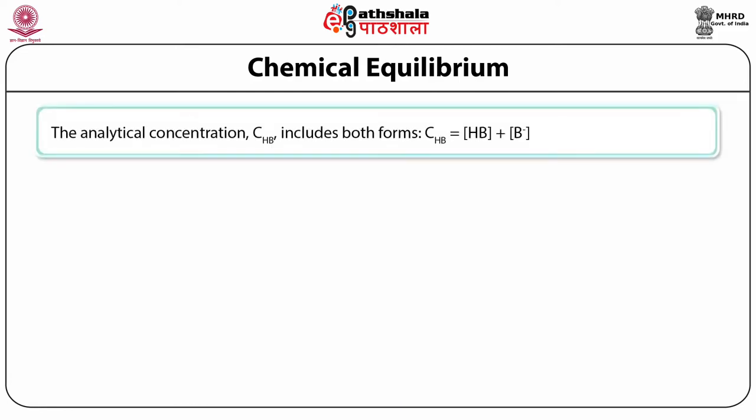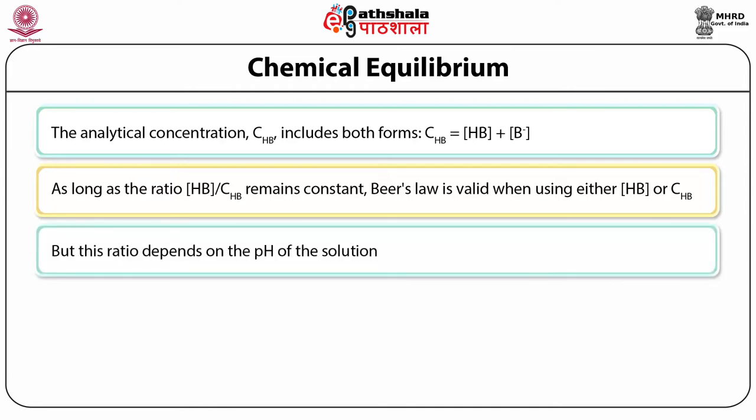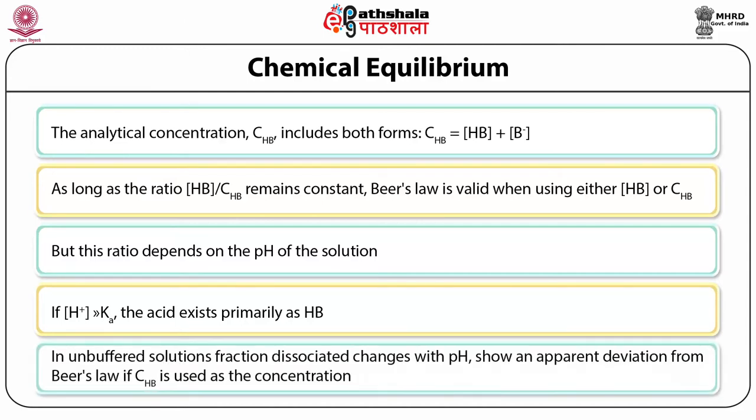The analytical concentration, indicated as CHB, includes both forms, that is, the ionized form B anion and the combined form HB. As long as the ratio [HB] upon CHB remains constant, Beer's law is valid when using either HB or CHB. But this ratio depends on the pH of the solution. If protons are less than the value of Ka, the acid exists primarily as HB and there is no problem. However, in unbuffered solutions, the fraction dissociated changes with pH, which in turn is a function of total concentration CHB. Such a system will show an apparent deviation from Beer's law if CHB is used as the concentration.